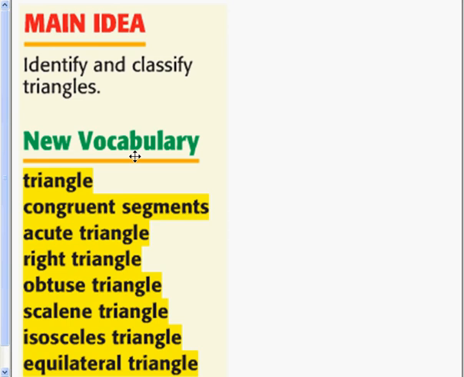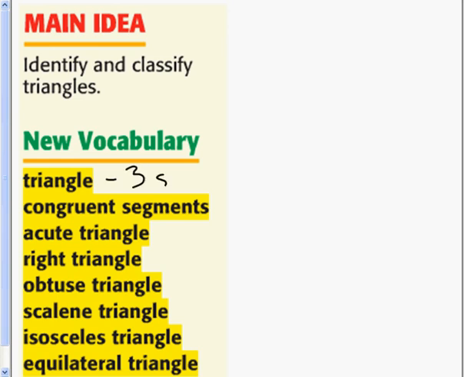Today's lesson is over section 10.4, which is about triangles. So the main idea is to identify and classify triangles. First, our vocabulary starts off with triangle, which we know two things about.